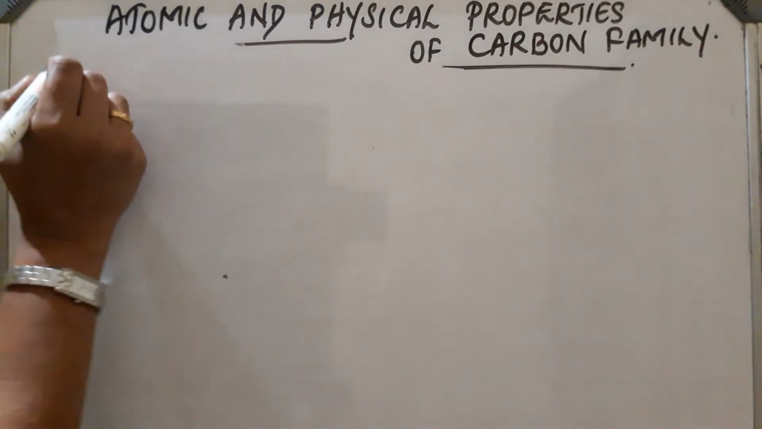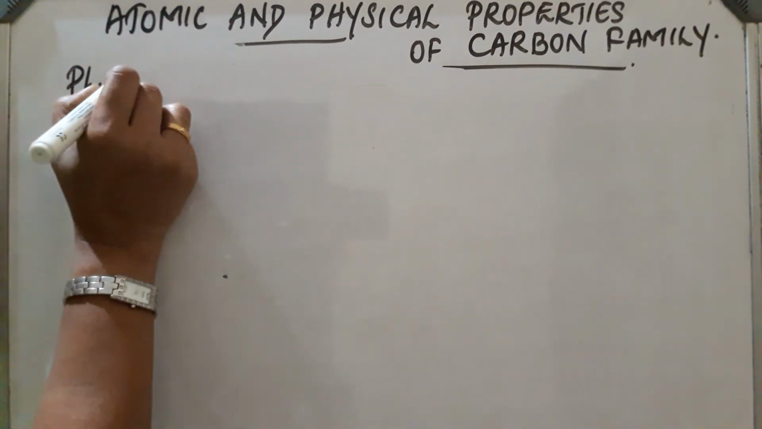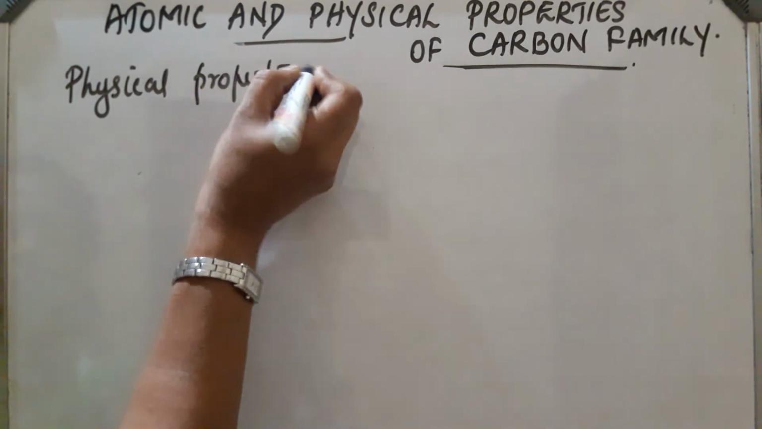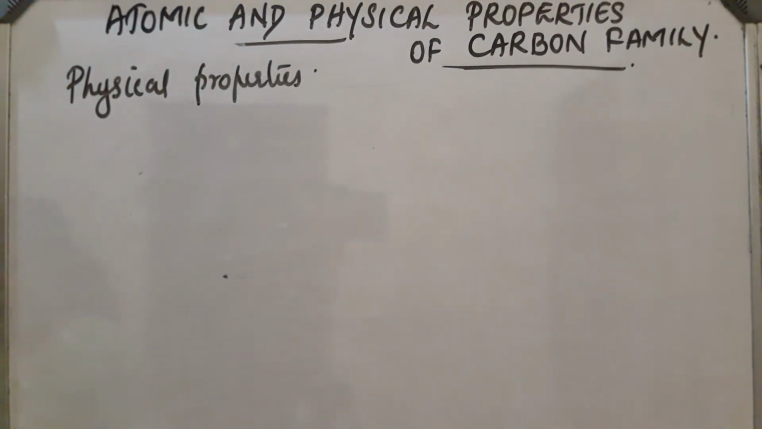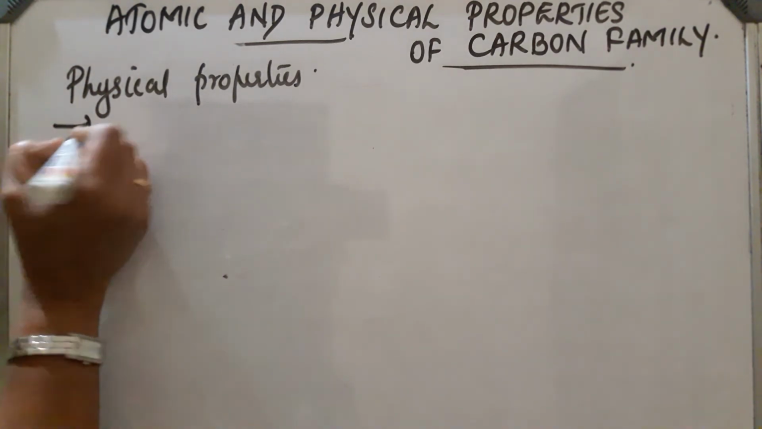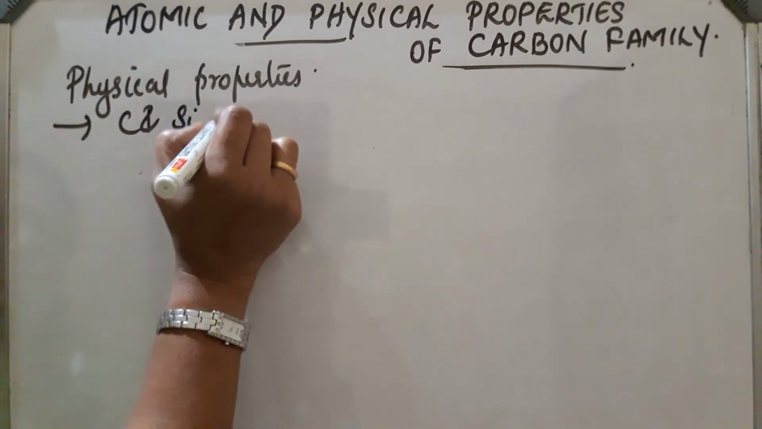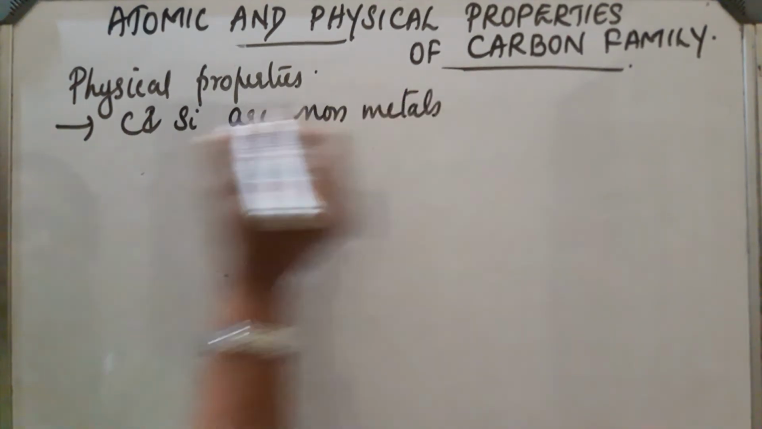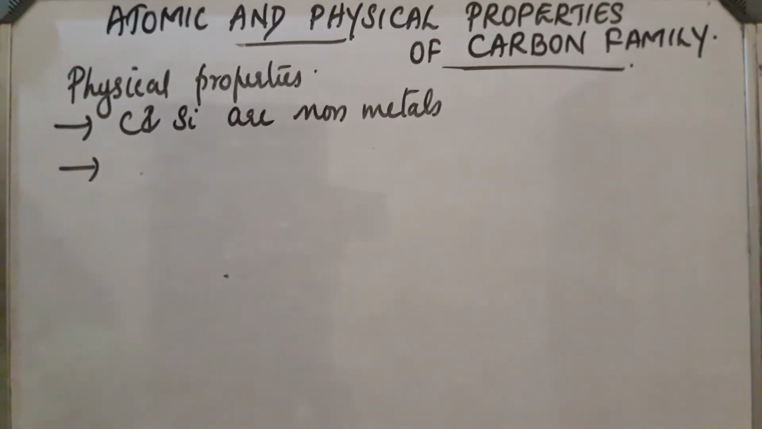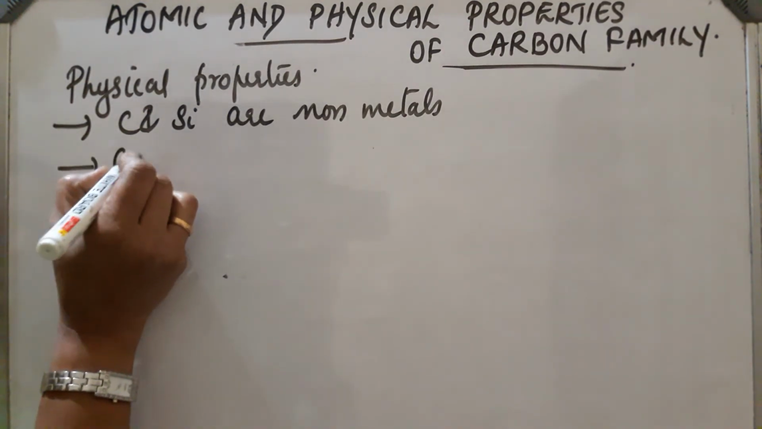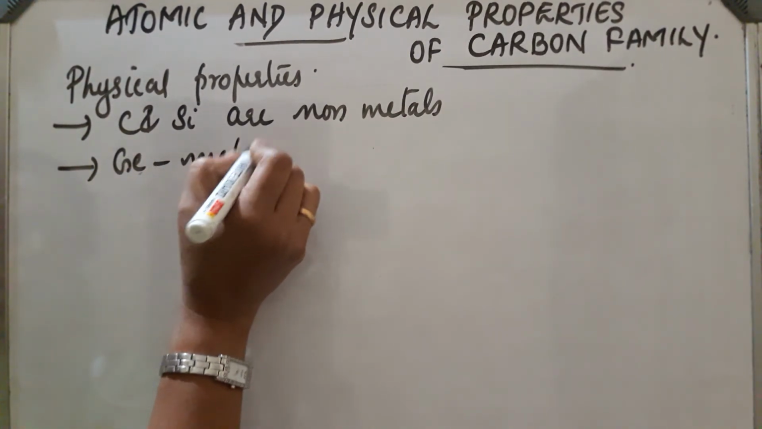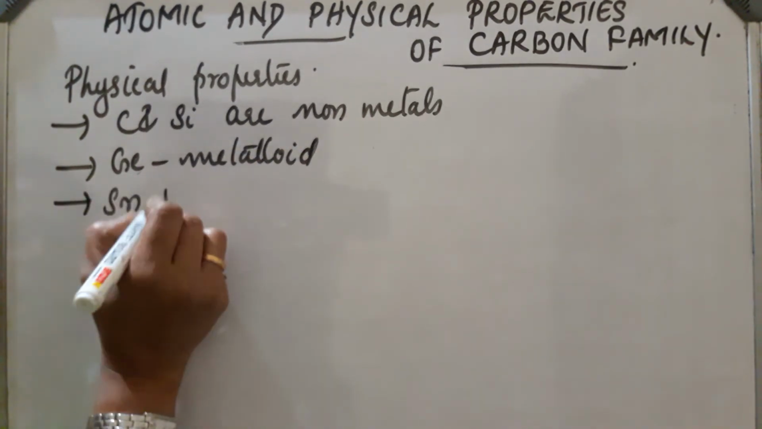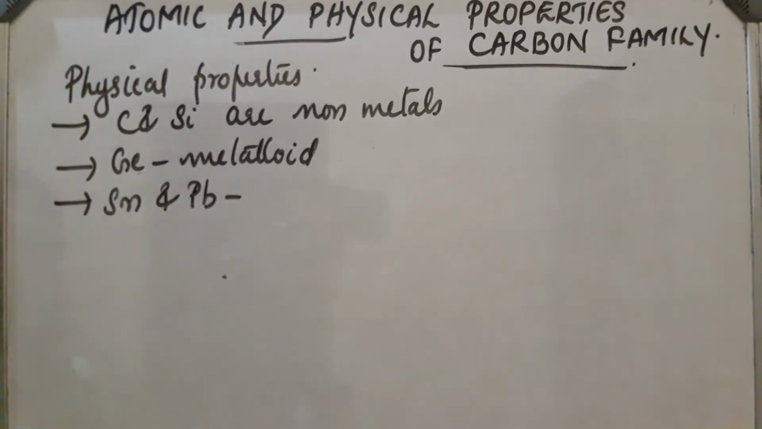Next, physical properties. What about their physical properties? Carbon and silicon are non-metals. Then next element is germanium. Germanium is a metalloid. Then next elements, tin and lead. They are soft metals.